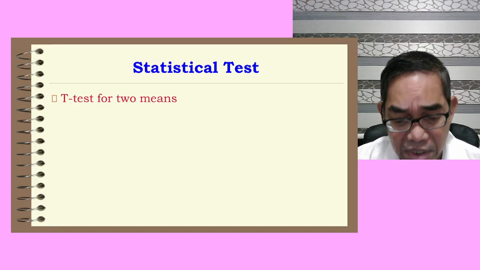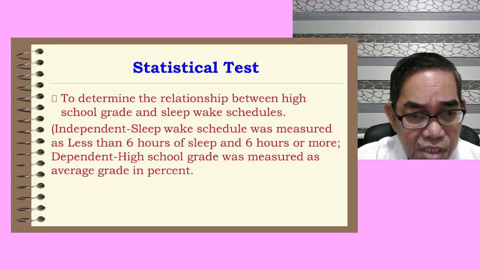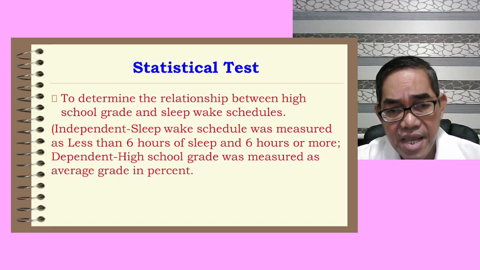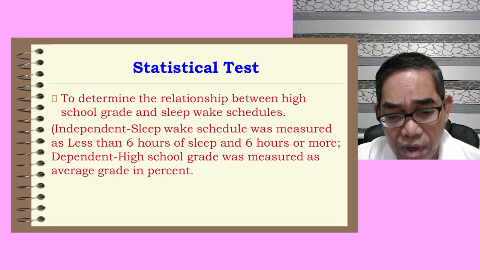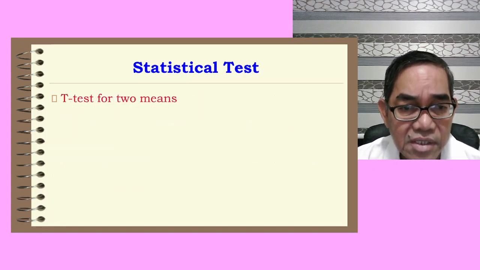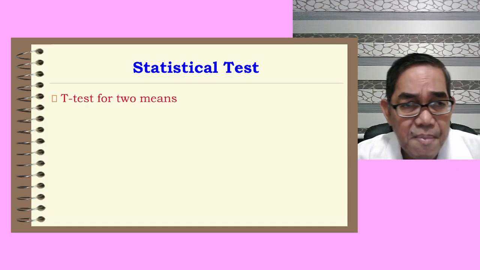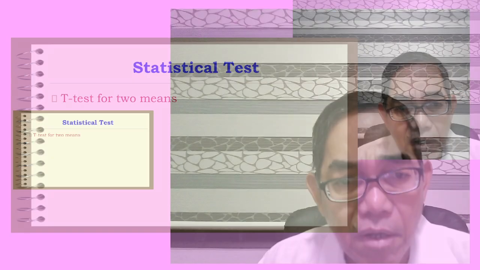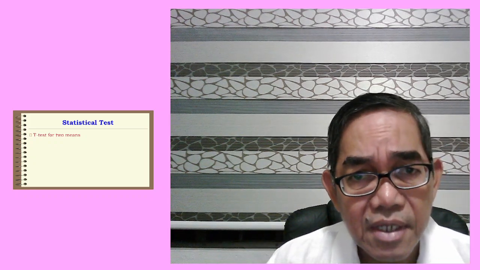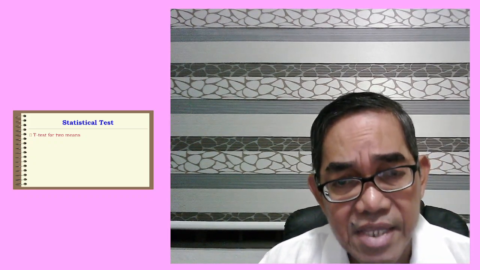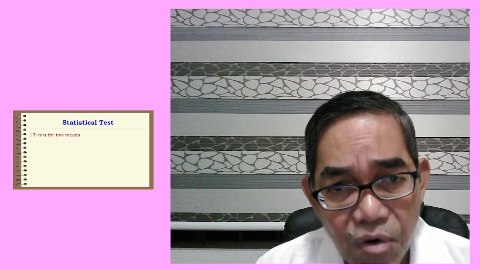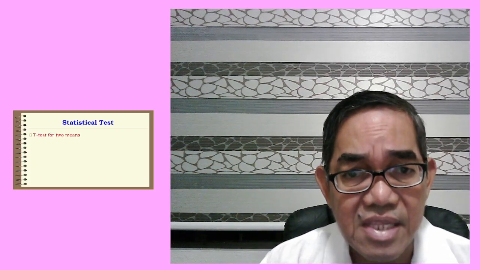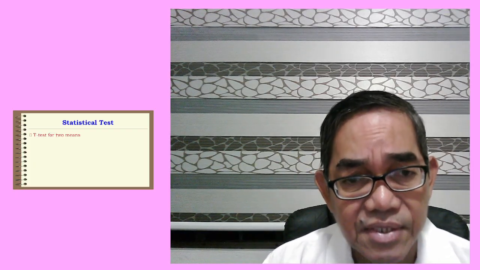T-test for two means. Why two means? We have mean for less than 6 hours and another mean for 6 hours or more. That's the meaning of t-test for two means. T-test for two means is also called an independent t-test or a student t-test. Okay.